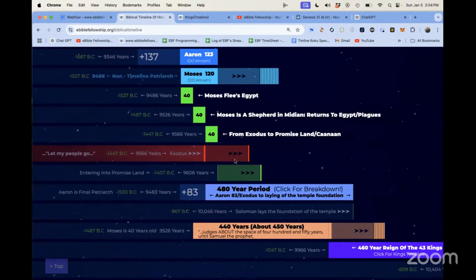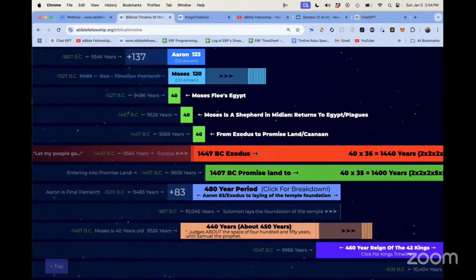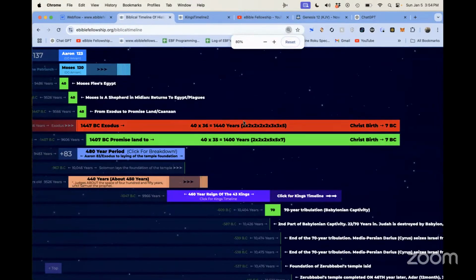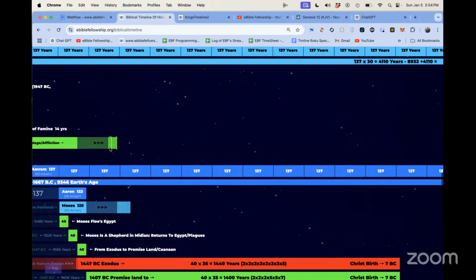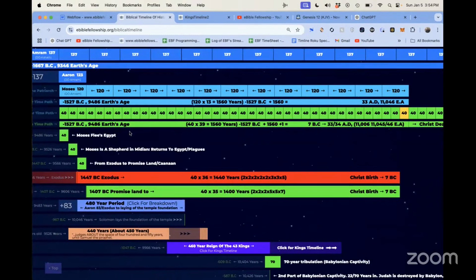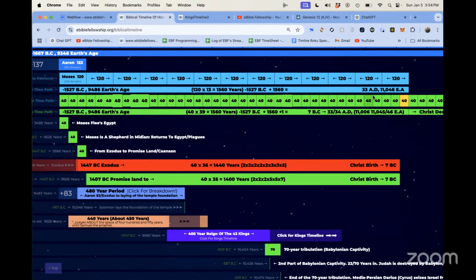Okay. We already went over these time paths. They both take you to Christ, which again, these are all made up of 40s anyways. So they're just part of Moses's time paths here. So it starts here, which would be this fourth 40, and it would just take you all the way to Christ.